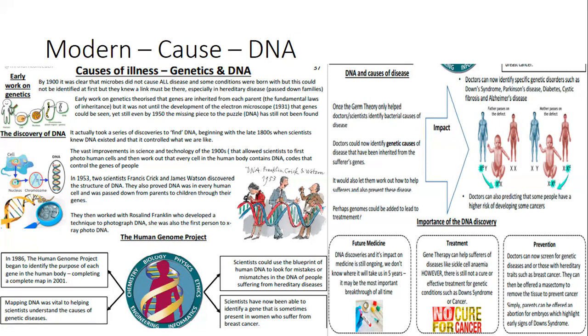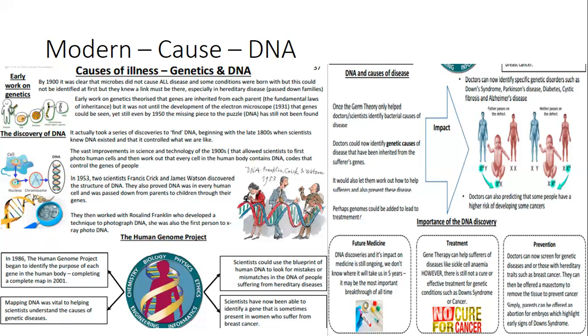Following the findings of DNA, scientists then wanted to try and unpick it further. And one way they tried to do that was through the Human Genome Project. And this was in 1986. It began to identify the purpose of each gene in the human body, completing a complete map in 2001. Mapping the DNA allows us further to understand the cause of genetic illness. And that's really important.